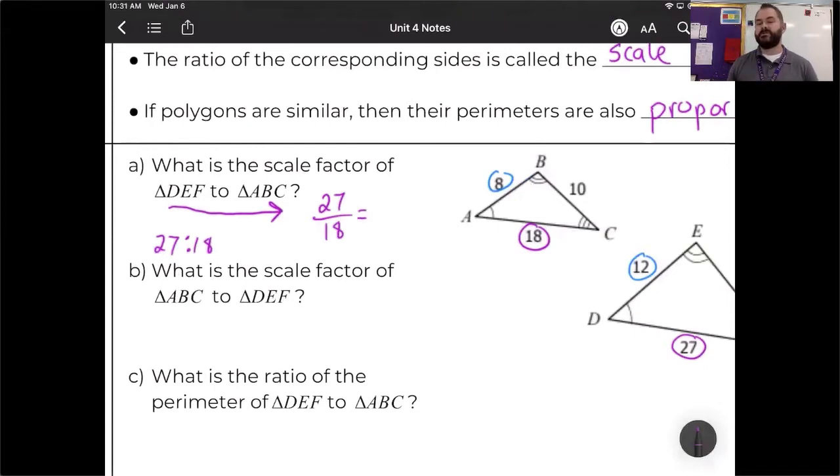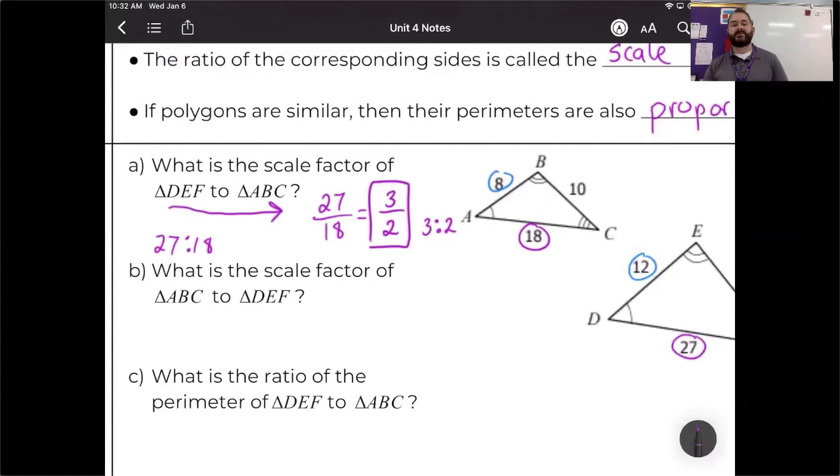And I want to reduce that. Now you should notice that you can divide by a couple different things. You could divide both of these by 3, but you could also divide both of them by 9. So if I divide by 9 first, that actually reduces this further for me. So 27 divided by 9 is 3, and 18 divided by 9 is 2. So the scale factor of triangle DEF to triangle ABC is 3 to 2. Or I could write it with a colon, 3 to 2, like that.